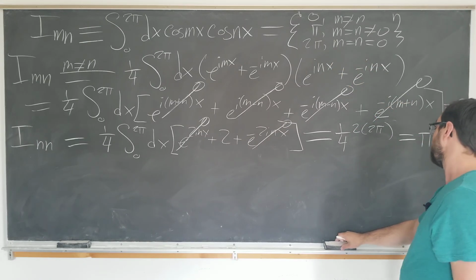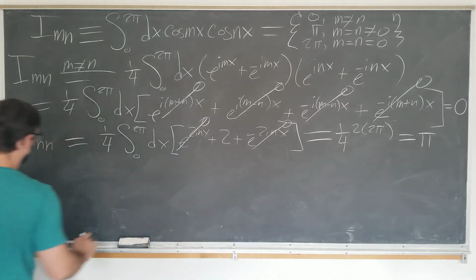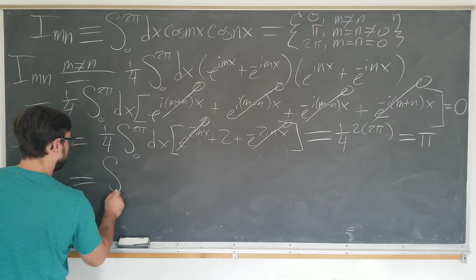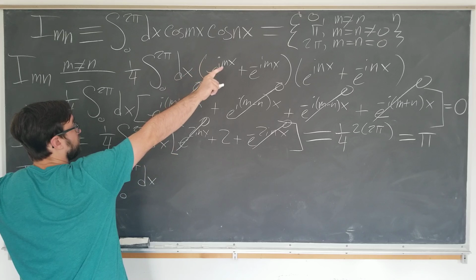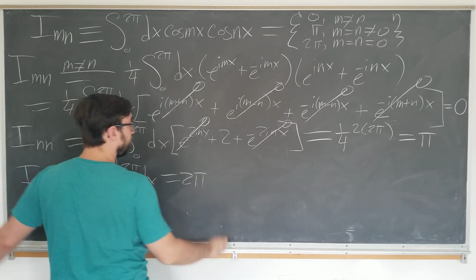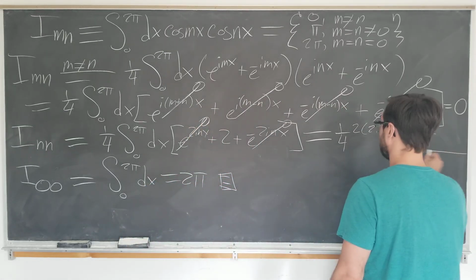And now we just have the final easiest case remaining. I'm going to calculate I00 now. Well, that's pretty easy. It's just the integral 0 to 2 pi with respect to x of cosine 0 times cosine 0, which is 1, giving 2 pi. This proof's actually complete. Not really a proof, more of a derivation.